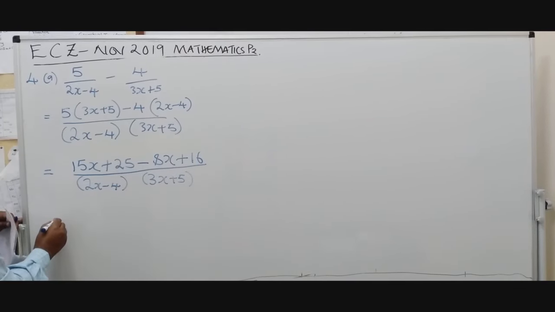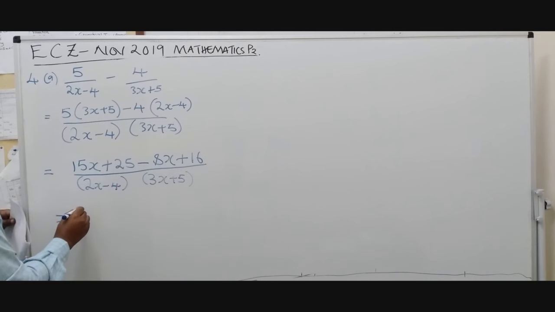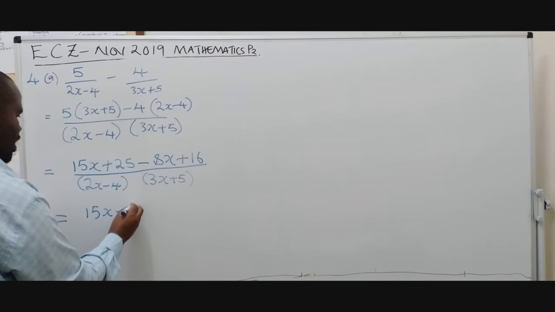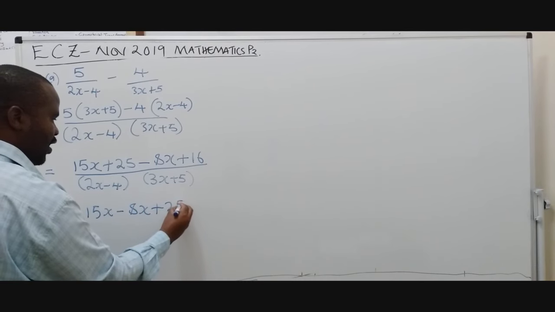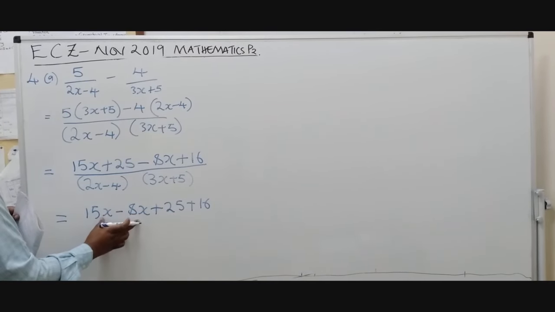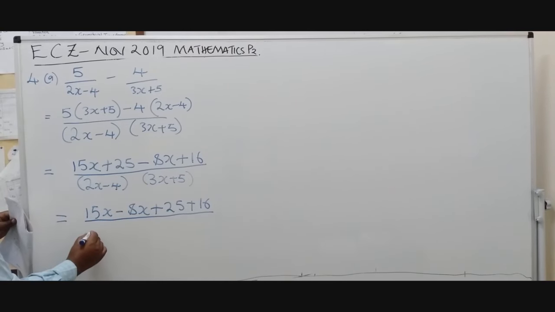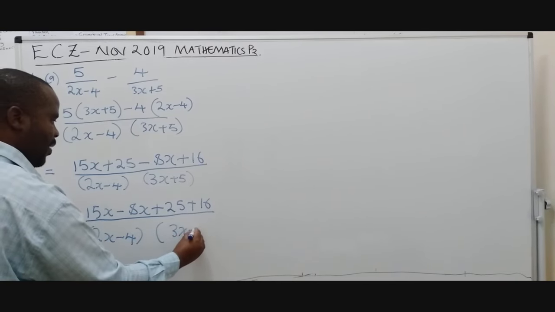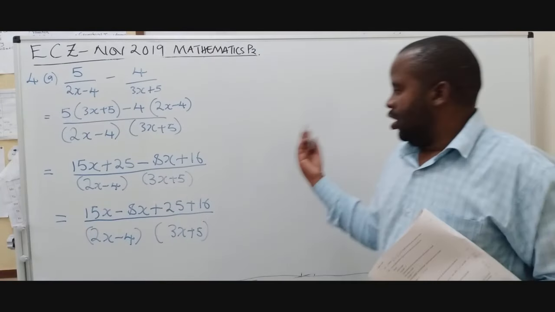So here, you can go to the like terms. You have 15x minus 8x. Then you can get positive 25 and the 16, because these are like terms. Because they don't have x, they're just constants, so you can put them together. Then we divide by 2x minus 4, then 3x plus 5. Then the rest here you need to just do the simple addition and subtraction.